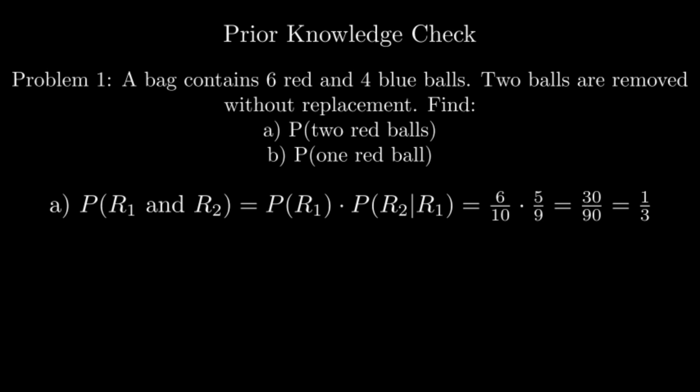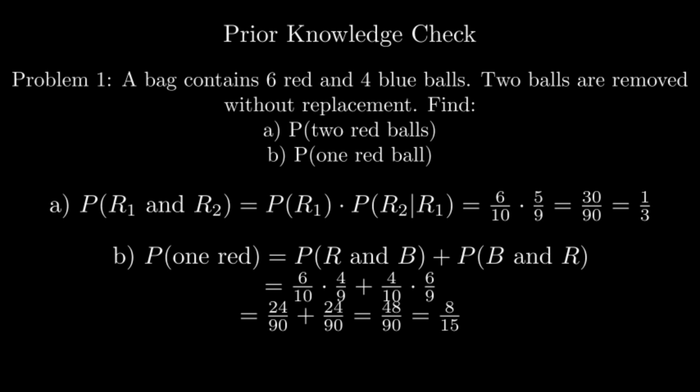Now for part B, getting exactly 1 red ball. This can happen in 2 ways. We could draw a red, then a blue, or a blue, then a red. We need to calculate the probability for both scenarios and add them up. The probability of red then blue is 6 over 10 times 4 over 9. The probability of blue then red is 4 over 10 times 6 over 9. Both of these are 24 over 90. Adding them together gives 48 over 90, which simplifies to 8 over 15. This type of calculation, where we consider different outcomes of a random process, is exactly what we'll be doing today.